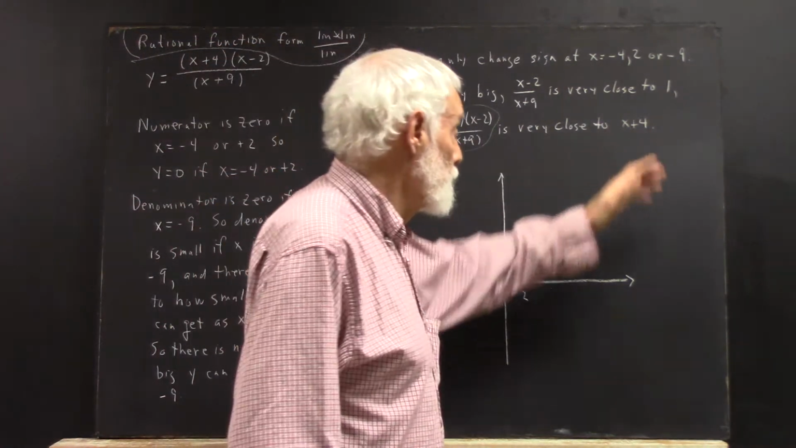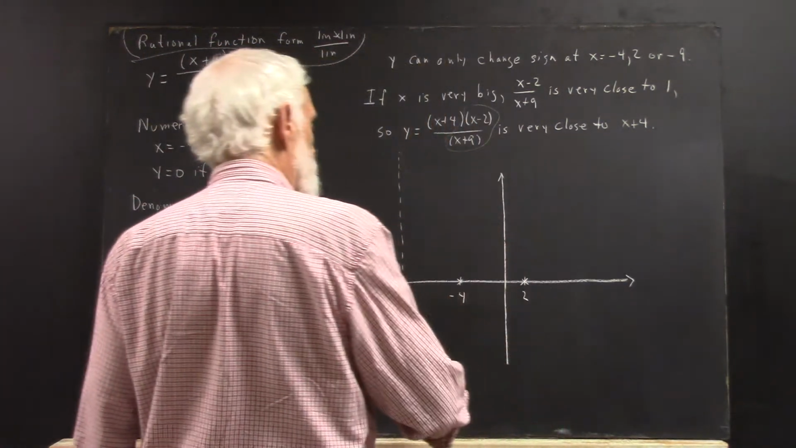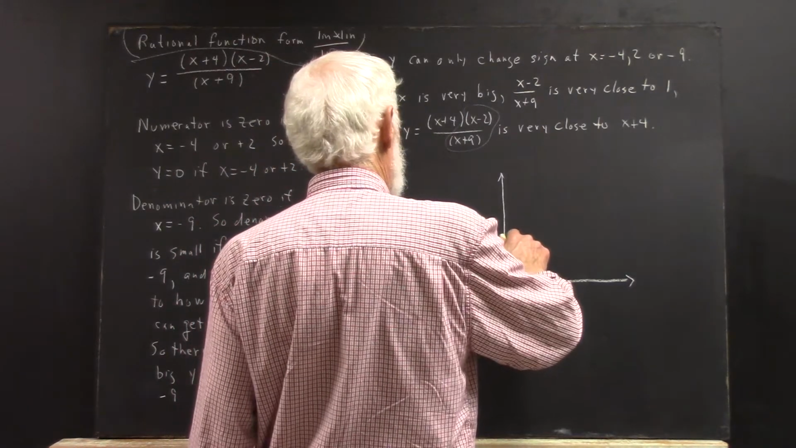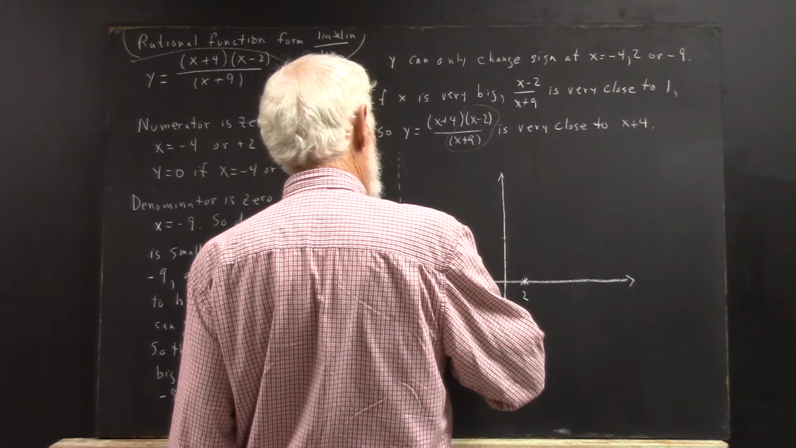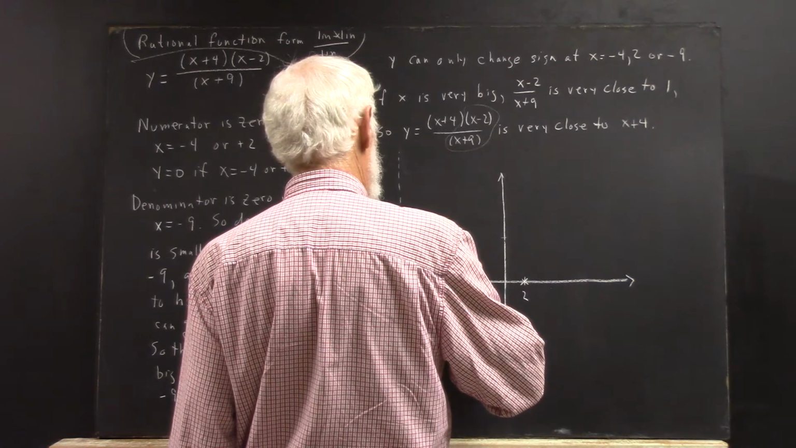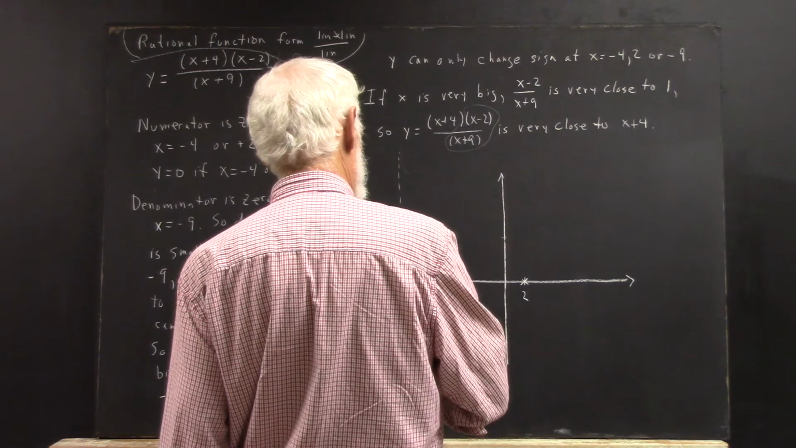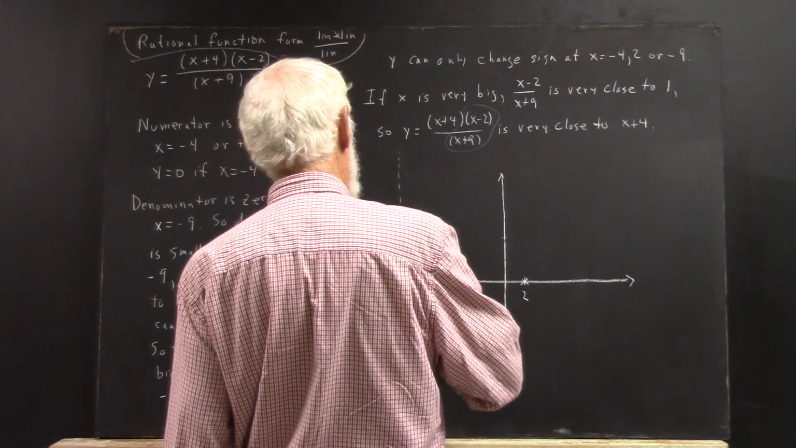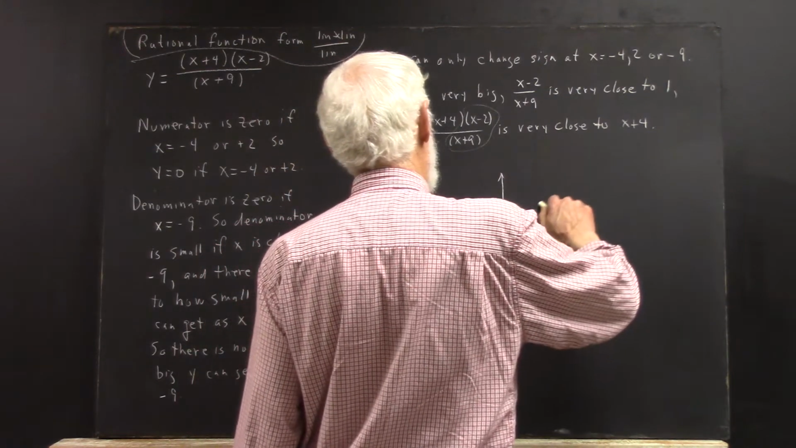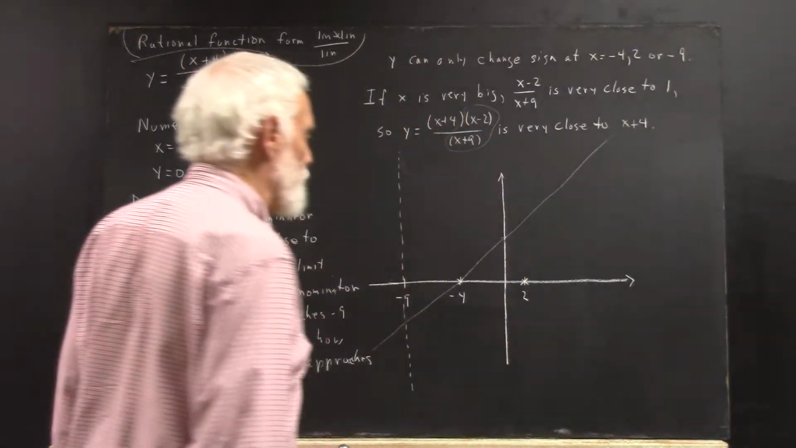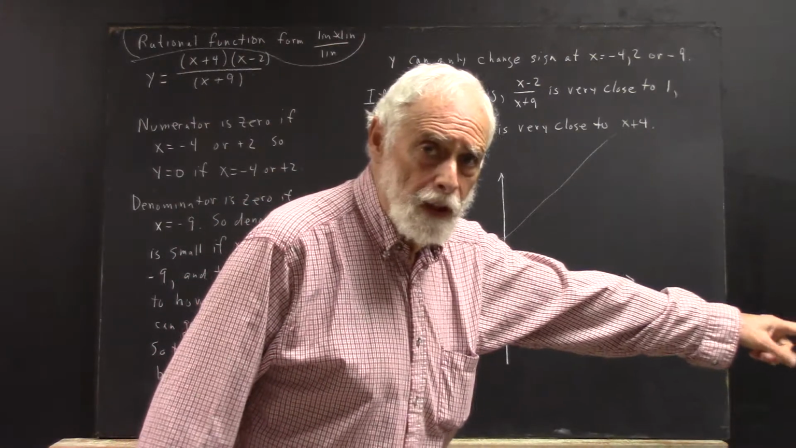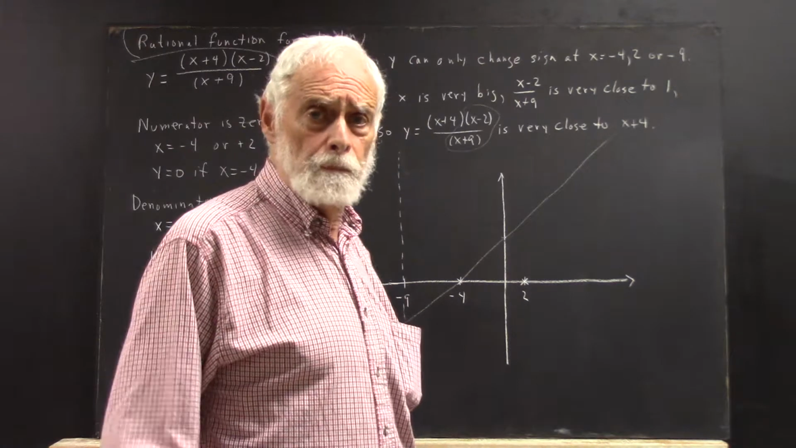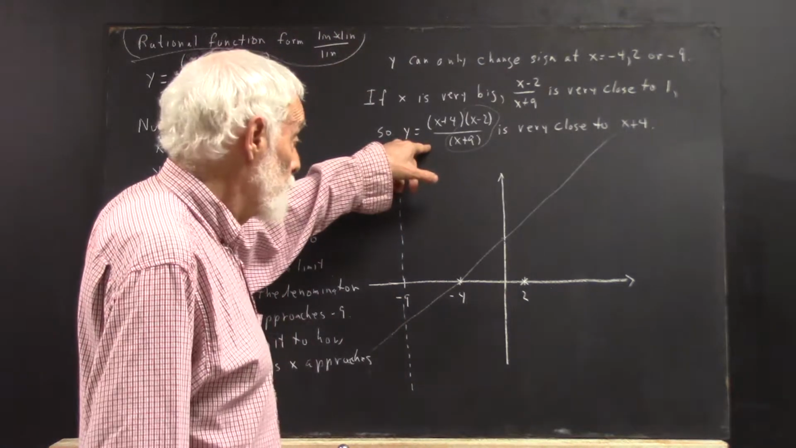If y is very close to x plus 4, then we can graph x plus 4. So let's just say 4 is right here, and that gives a slope right at about 45 degrees. So the line y equals x plus 4 will be here. As x gets very big on that side or on this side, the graph is going to get close to this line, just because of the way the values act.